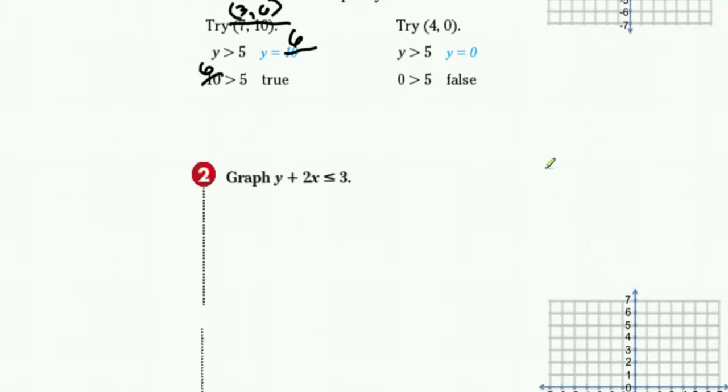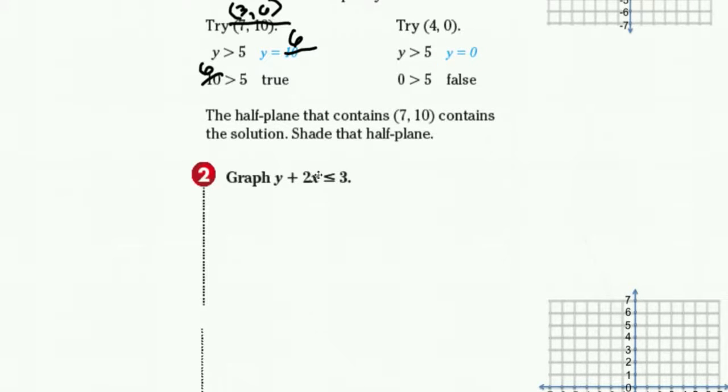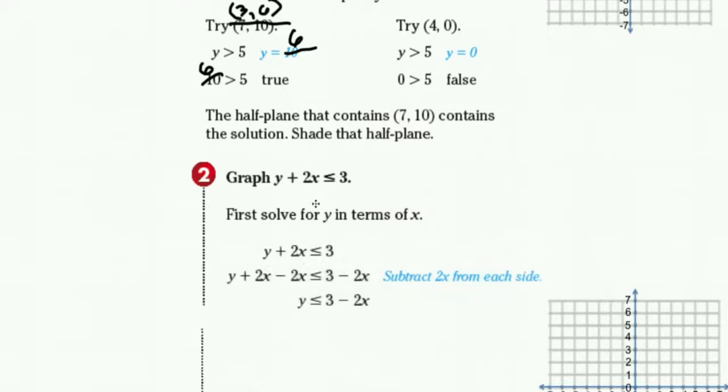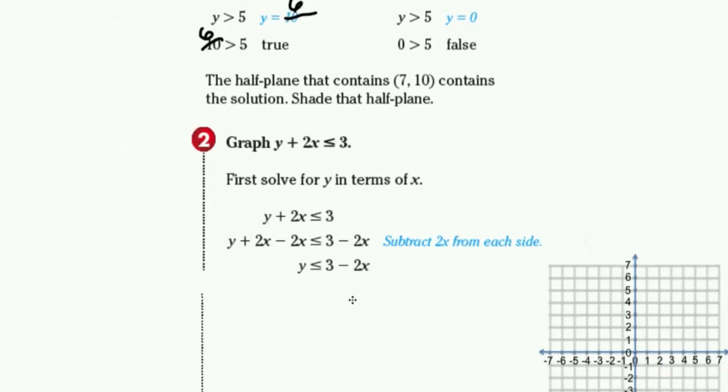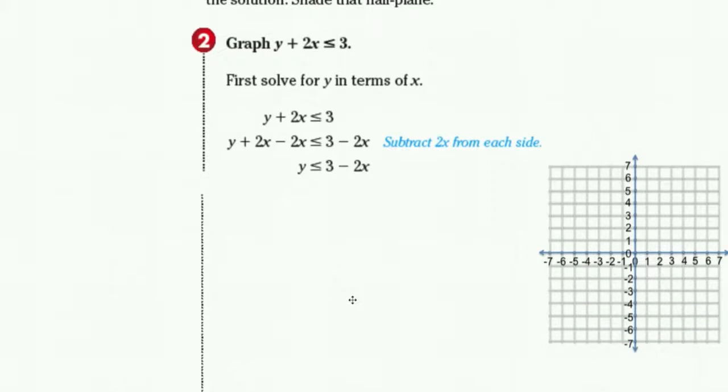Okay, now let's take a look at this example, and let's graph y plus 2x is less than or equal to 3. First things first, we need to solve for y in terms of x. That means we need to isolate y on the left side of the inequality, so we subtract 2x from both sides. We end up with the inequality y is less than or equal to 3 minus 2x.